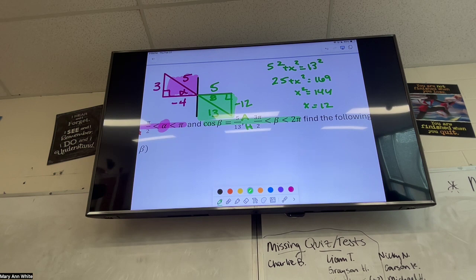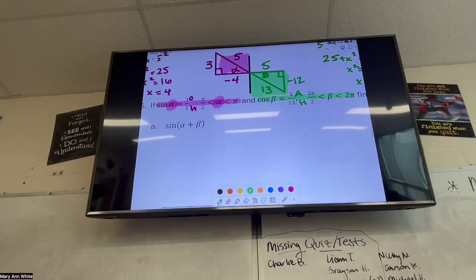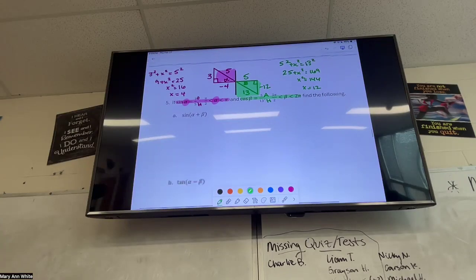Now, could you do sine or cosine or tangent or cosecant or secant or cotangent of angle beta? Yes. We need that because now we're going to do sine of alpha plus beta, and tan of alpha minus beta. So we're going to use our sum and difference identities, and on each of them we need sine and cosine for both angles. So that's why we spent all this time drawing those triangles.